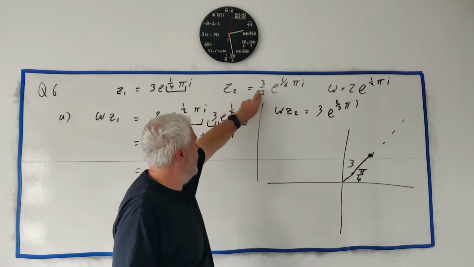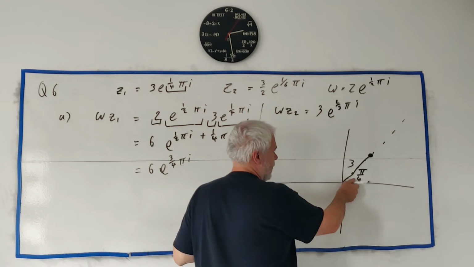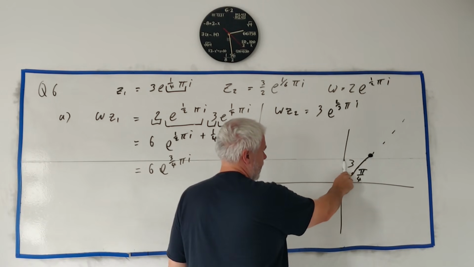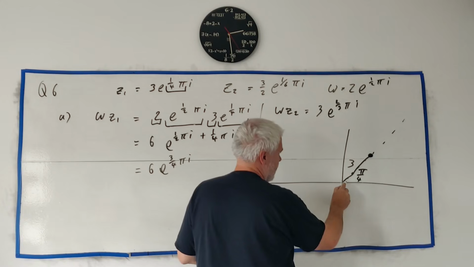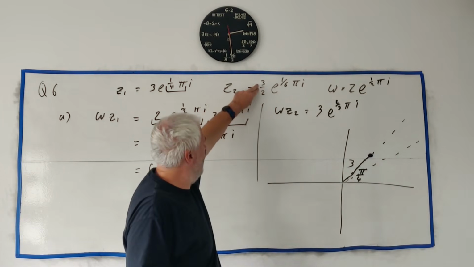Okay, to draw the second one, this one is 1 over 6 pi. So 1 over 6 would be, 3 over 6 would be here. So we'd split this into 3. So it'd be somewhere down like this. And we'd want to go 3 over 2 out.